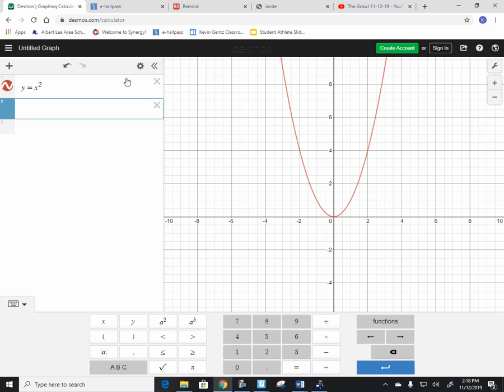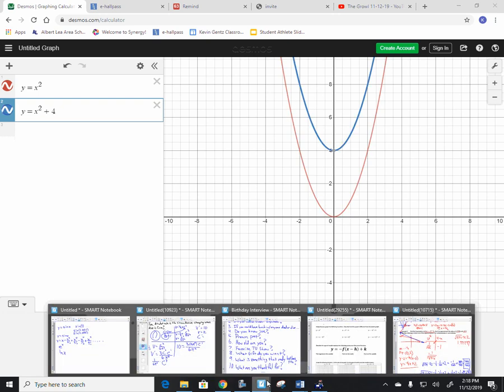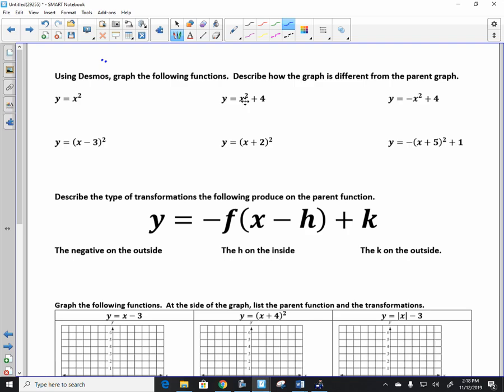So I'm going to go with Desmos. I go y is equal to x squared and then I add 4 to it, and you get that blue shape. Very good. JGL, right where it says y equals x squared plus 4, just right underneath there, up 4. Grab your marker. Up 4.